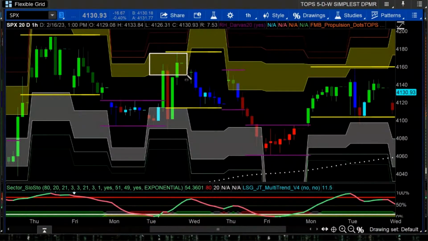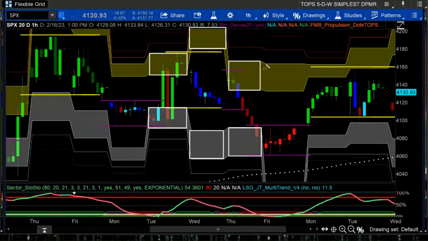Each one of these rectangles, these zones, is good for a session. We update these every single day for the most accuracy. This isn't something that lingers out there for weeks or months. Every day it's new, and that gives us much more accurate levels. Resistance, support, and getting really close to resistance.